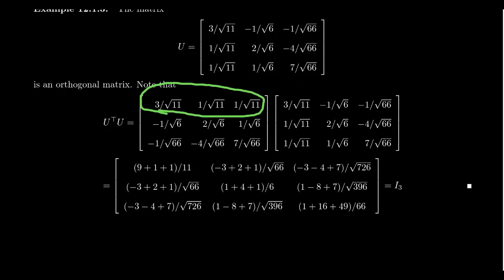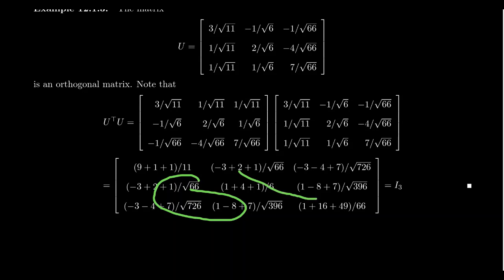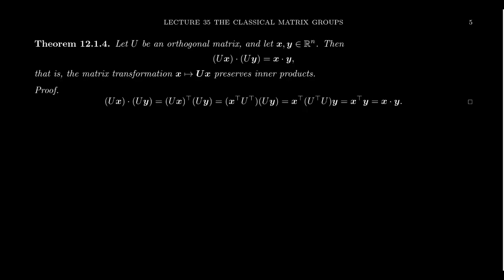Okay. If you take the first row times the second column, you're going to get negative 3 over the square root of 66 plus 2 over the square root of 66 plus 1 over the square root of 66. So that's negative 3 plus 2 plus 1 over the square root of 66. That's what I was talking about earlier about the columns being orthogonal with each other. And if you go through all the possibilities, you're going to get 1s along the diagonal, check that, and you're going to get 0s everywhere else above and below the diagonal. So this is an example of an orthogonal matrix.